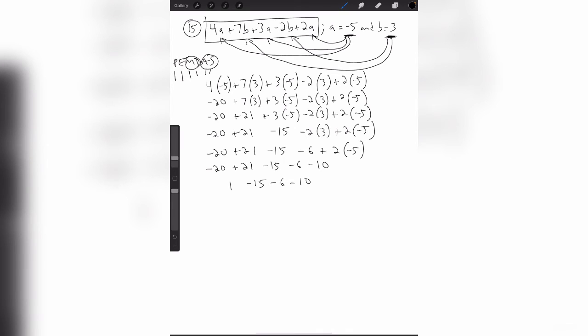1 minus 15 is -14. You can use a calculator if you want. -16 minus 6 gives me -20. Okay, and -20 minus 10 is -30. So that's what I come up with in the end, -30 after all that.